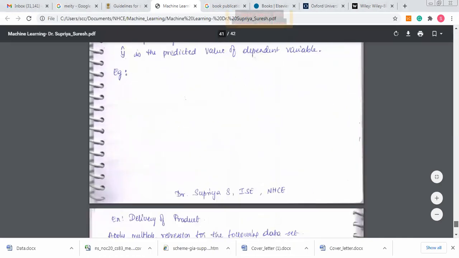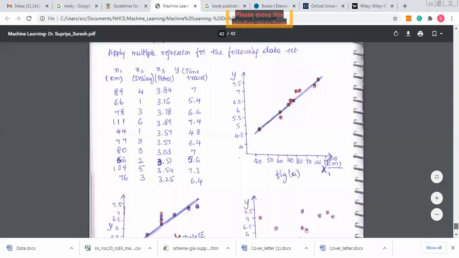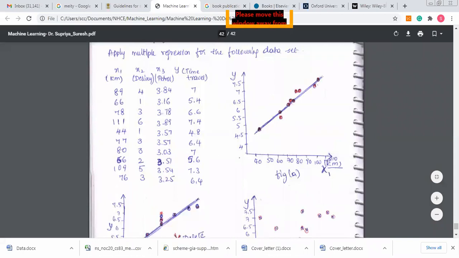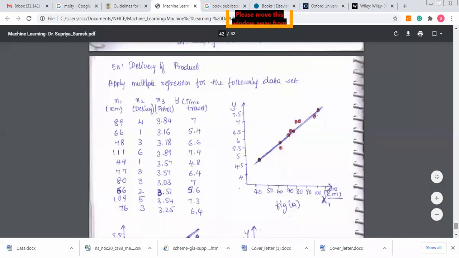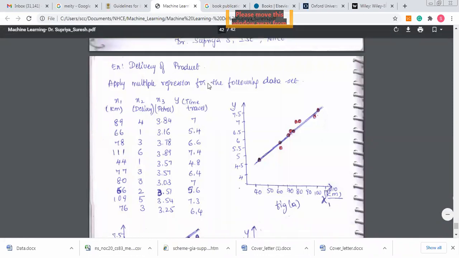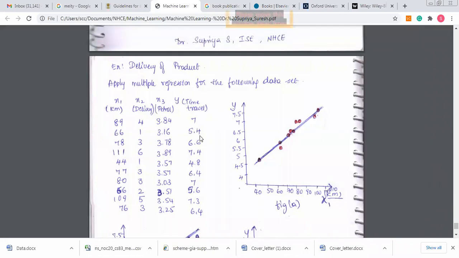So there's one example here, which is about how to apply multiple linear regression with respect to product delivery, the delivery of the product. If I have to identify the collinearity between them and remove features, how will this work? Apply multiple linear regression for the following data set. I'll just give a crisp idea of it. There are instances x1, x2, x3 and y, where y is the travel time. The person is going to take these three parameters, and the final one tells the output.